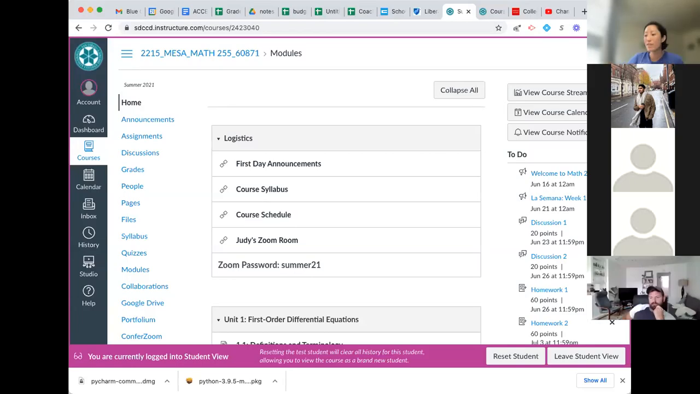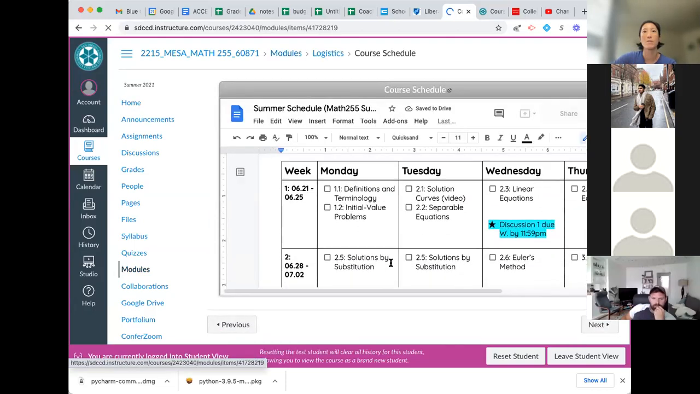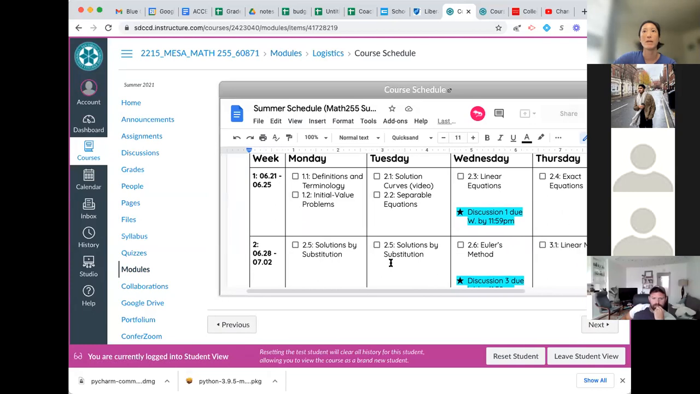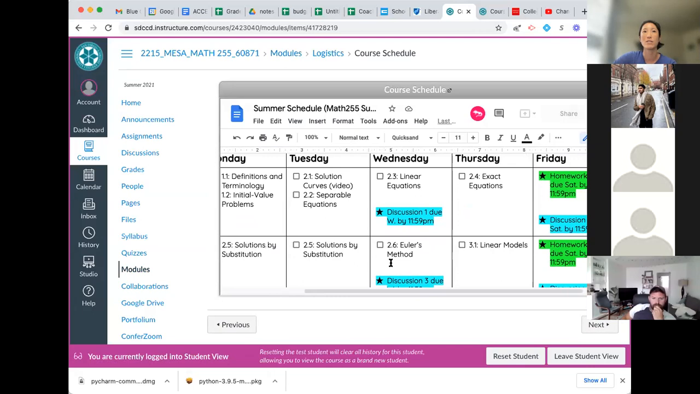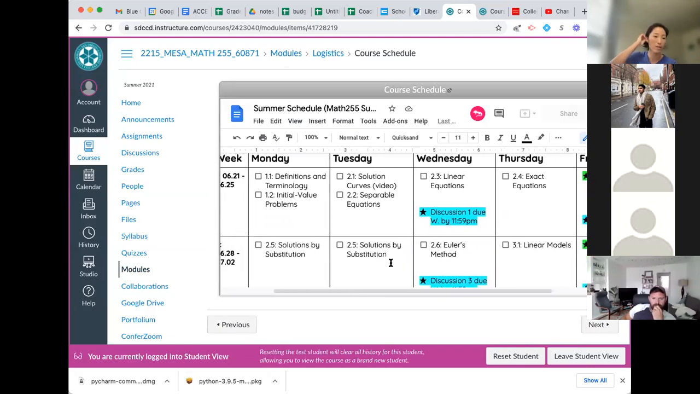So we went over the Canvas page a little bit yesterday. And just to clarify a couple of things, there is a course schedule linked here. It's the third tab under the logistics. And if you click on the course schedule, I think I showed this to you yesterday, but it takes you to a page that has all of the assignments and the pacing for what we're going to be covering.